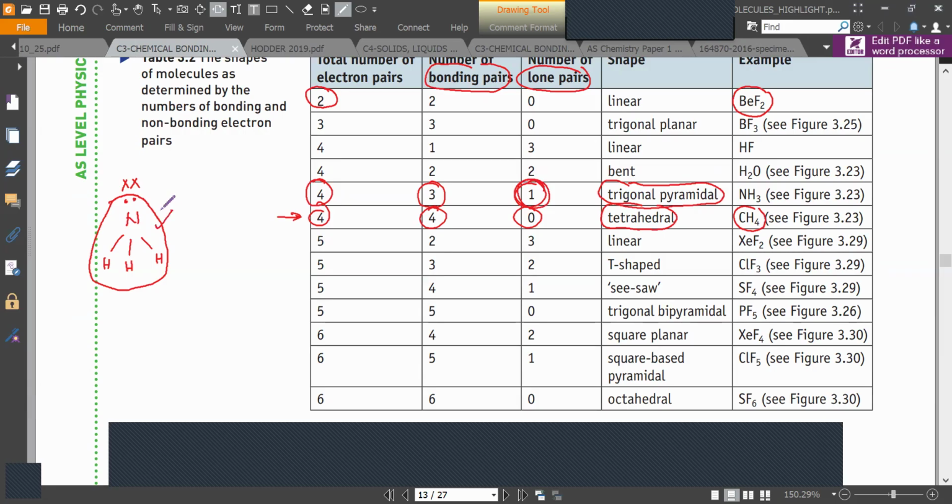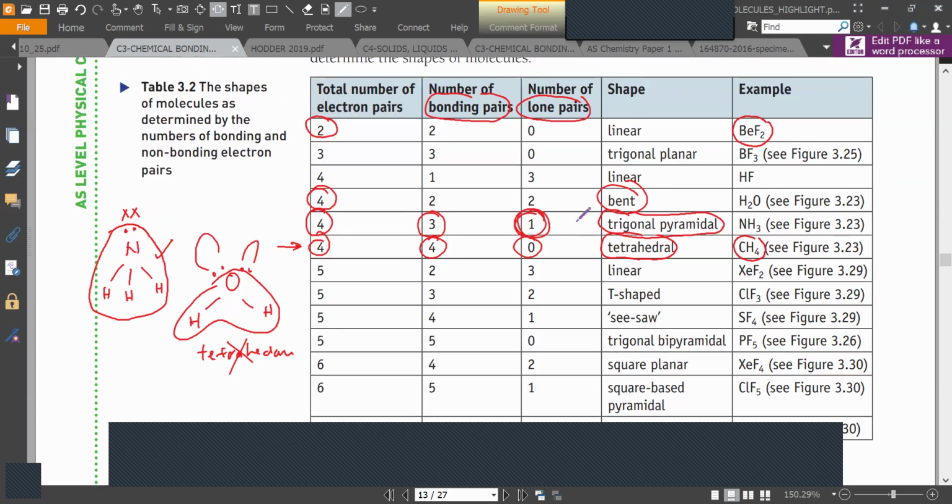And this one, 4 groups of electrons like water. 1, 2, 3, 4. So this one is supposed to be tetrahedral. No. Because we have 2 lone pairs, we only consider this part. So we have bent. So not only do we need to consider the total electron pairs, we also need to consider how many bonding pairs and how many lone pairs.